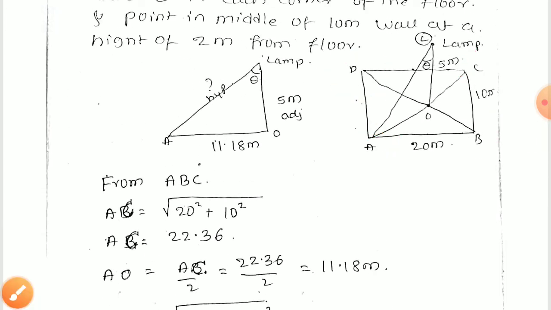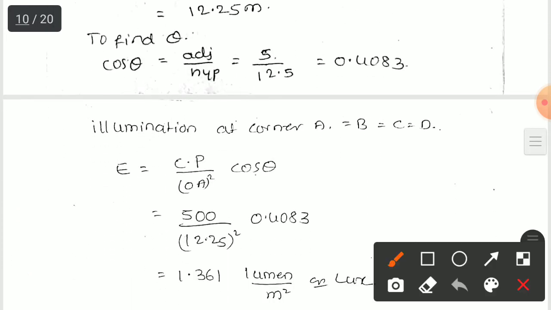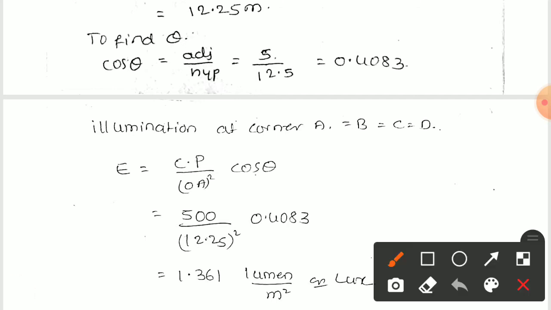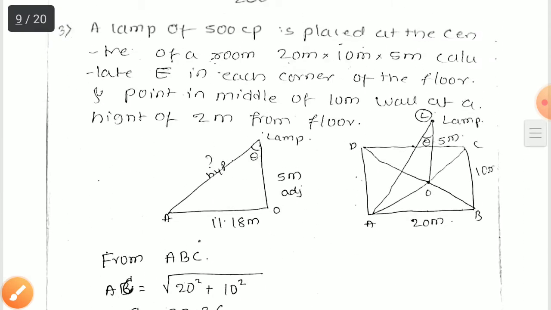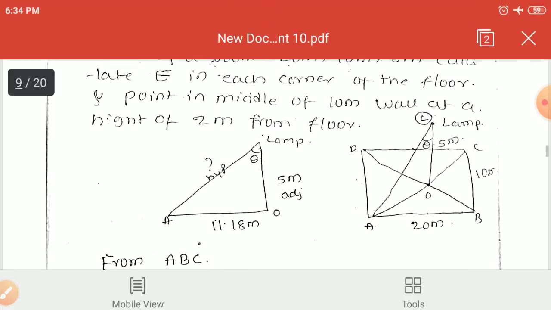Here, the illumination equation is E equals I divided by d square into cos theta, according to the cosine of an angle, that is Lambert's cosine law. So intensity I divided by d square into cos theta. Instead of I, they have given the candle power, so candle power divided by OA square. Corner means you can take one corner.